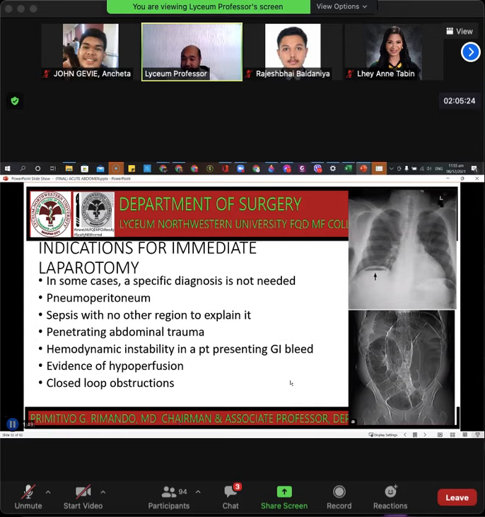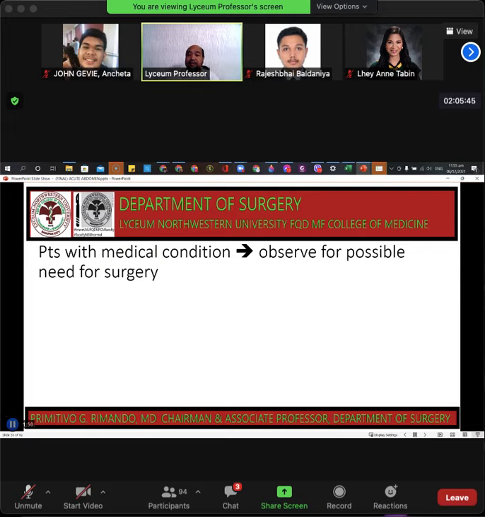If you look at this X-ray here below, this is an X-ray of a volvulus. That means you have a closed loop obstruction. So even if the abdomen as a whole is not distended, you actually have one loop that's distended.